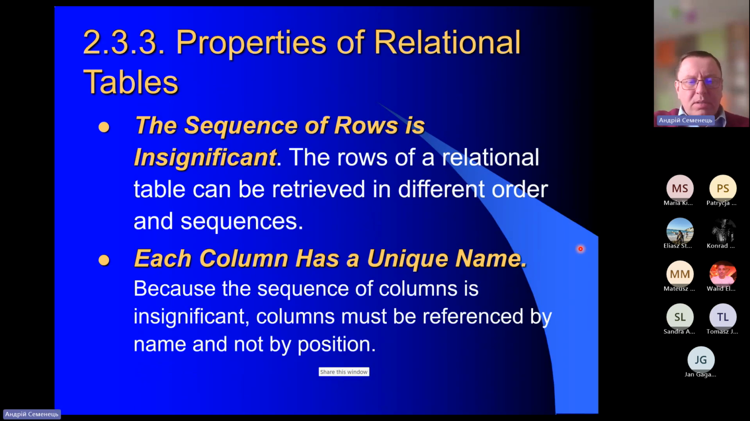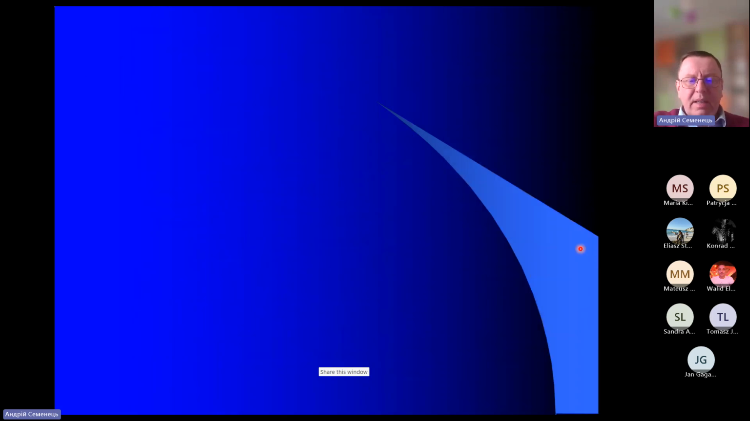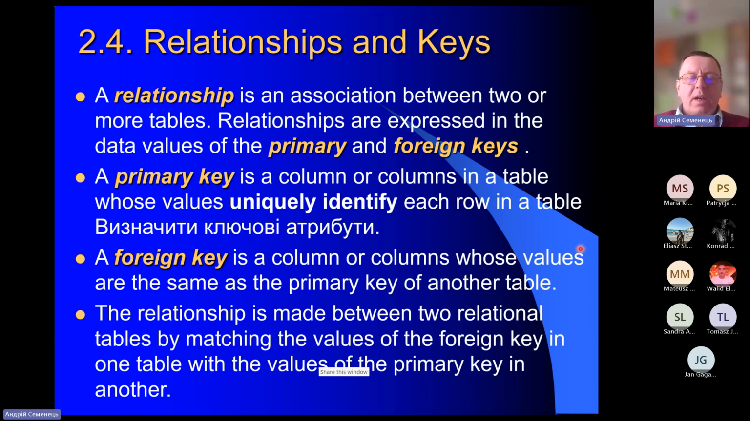Tag sequence, all the things I already covered in the title, so I skip this. Okay, now move to relationship: an association between two or more tables, expressed in the data values of primary and foreign keys. Here it is also important to understand.